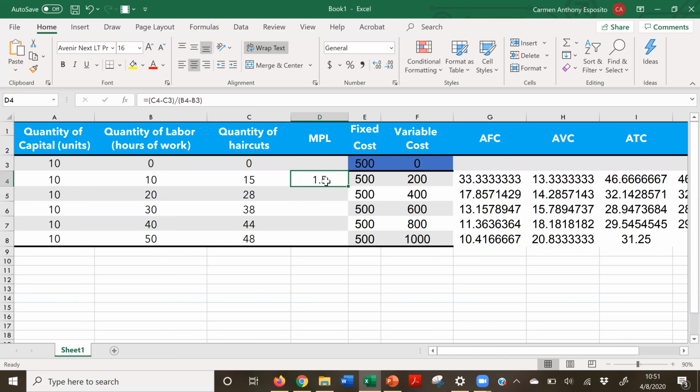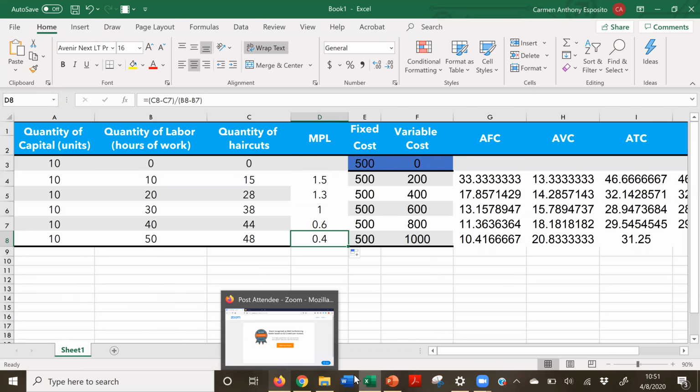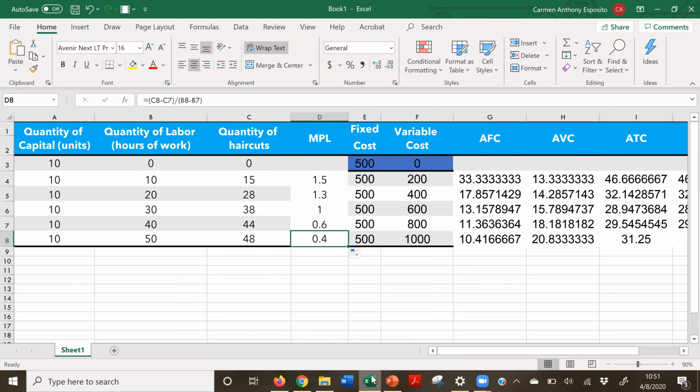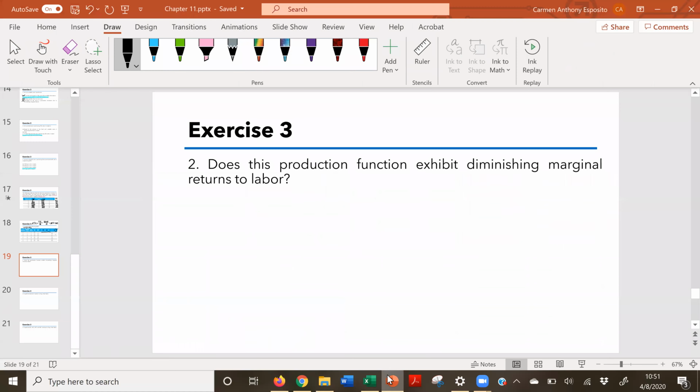So for every additional hour from 10 hours, you're expected to give 1.5 haircuts. And if you keep doing these changes, taking the difference here, comparing it to the difference here, and so forth, you see the numbers are getting smaller. Well, that's exactly the definition of diminishing returns. It's still positive, but you're just getting less and less benefit.